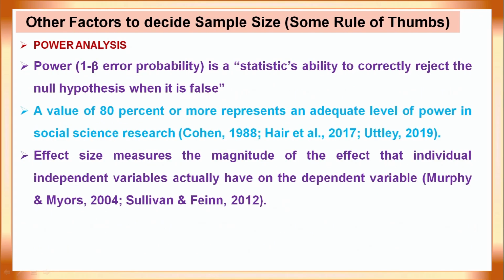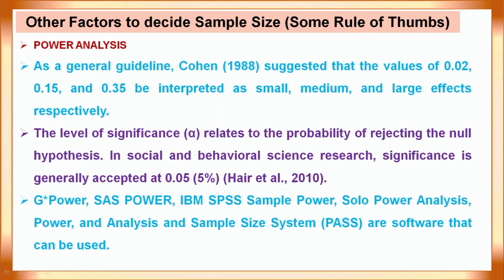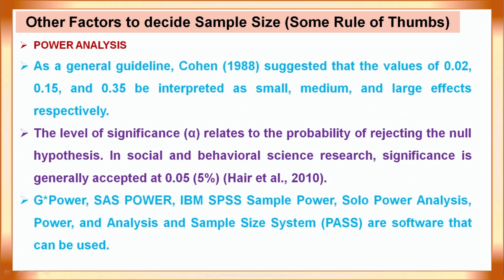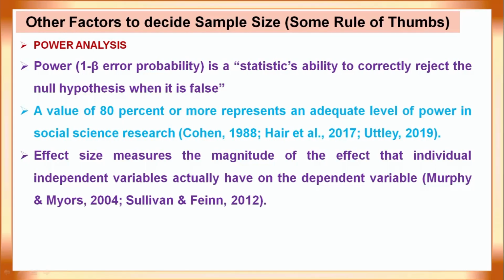Like I already told, this alpha and this level of beta are very important to use power analysis for determining the sample size. As a general rule, Cohen suggested that the values of 0.02, 0.15 and 0.35 are interpreted as small, medium and large effect respectively. So, you need the significance level, you need the power, you need the effect size.